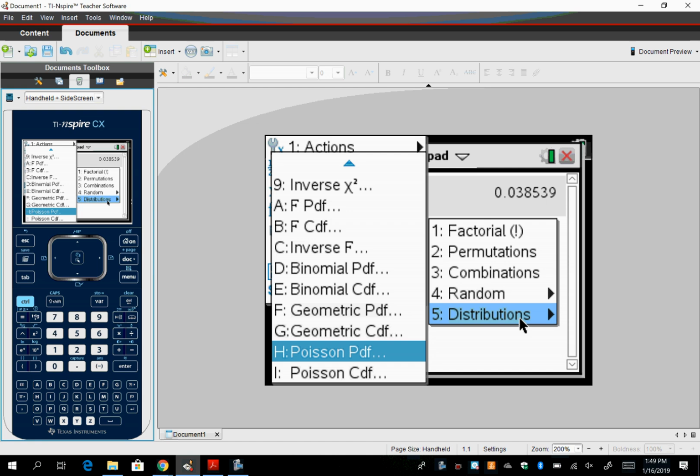Okay. I scrolled down a bunch to the letters. Do you see the letters? And you should see geometric. But there's two of them. What in the heck?